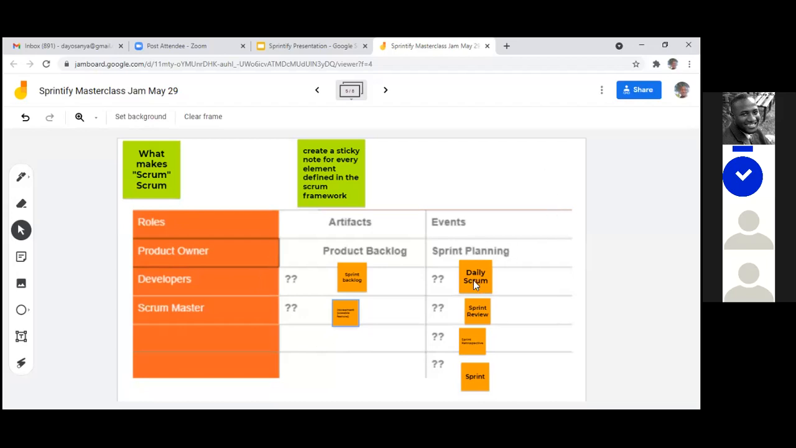Then during the daily scrum, they come together, same place, same time, 15 minutes, to just talk about, and that's where they control their risk. Okay, what did I do yesterday? What am I going to do today? And what are the impediments? What are the things hindering me from doing my work?